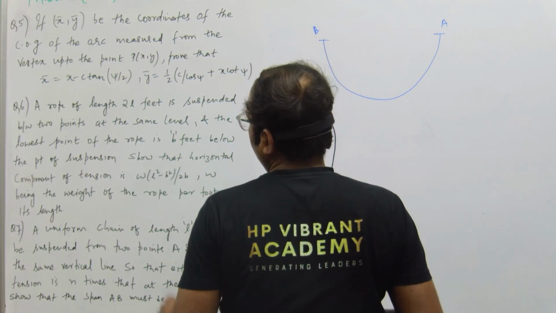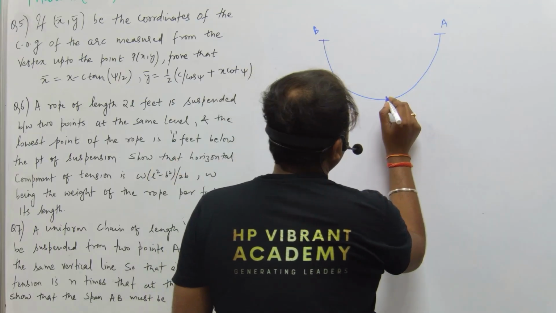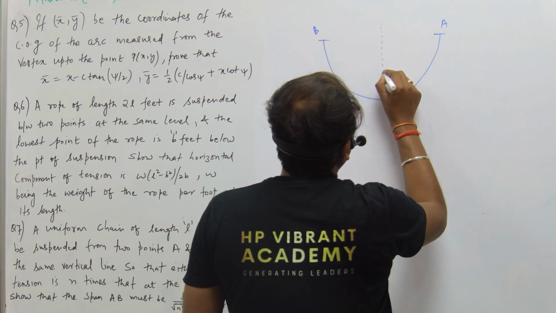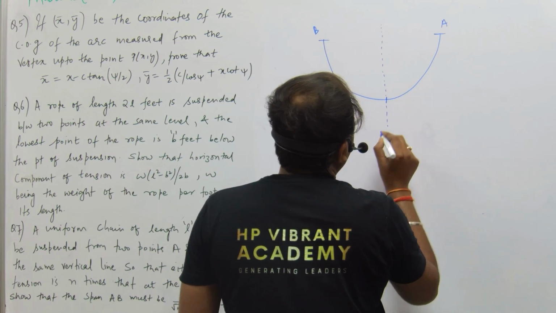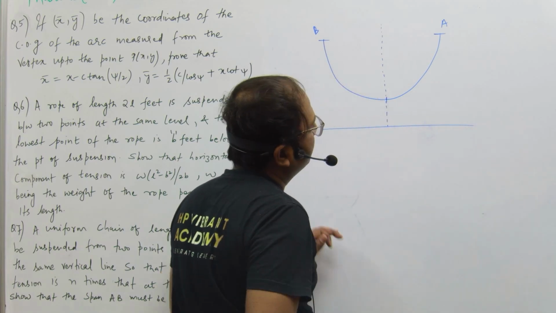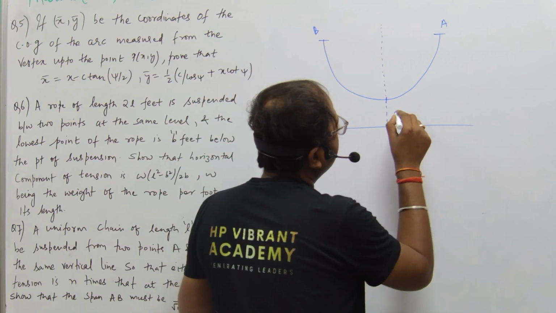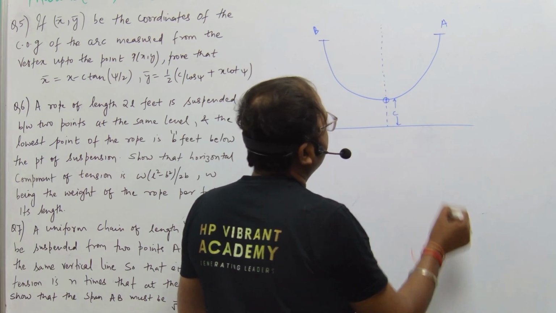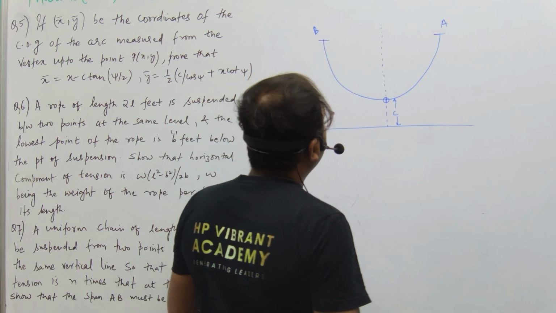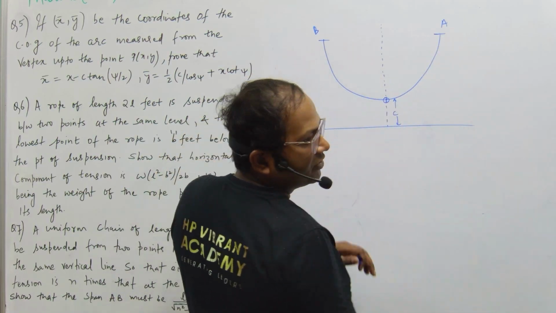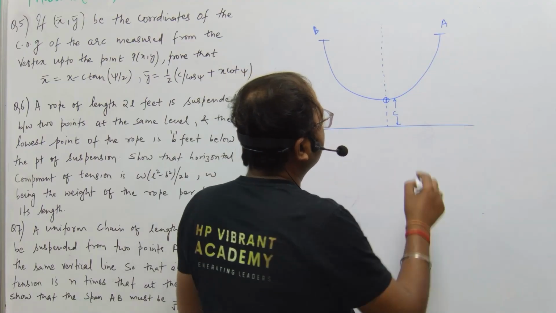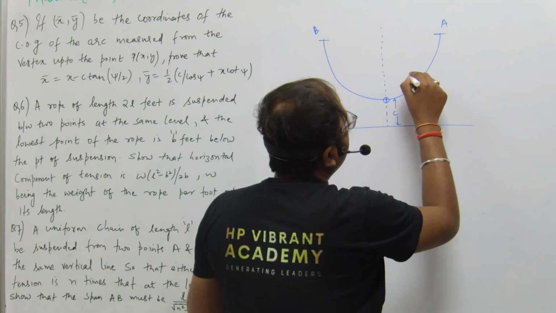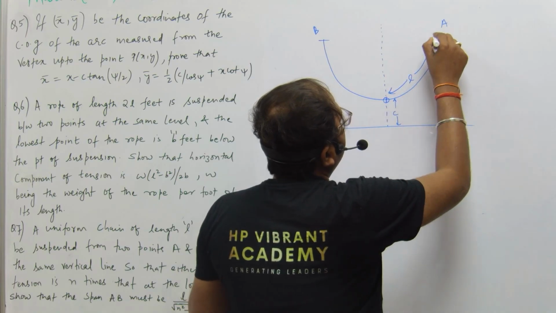The lowest point of the rope is b feet below the point of suspension. So this is our lowest point. Let us take this as the axis of the catenary, and this is our directrix. The directrix is at a length of C from the lowest point. The length of the rope is 12, so the length from the point of suspension up to the lowest point is L, and this is also L.